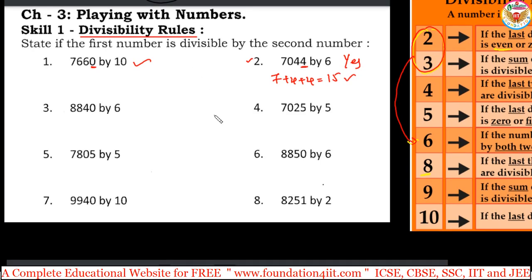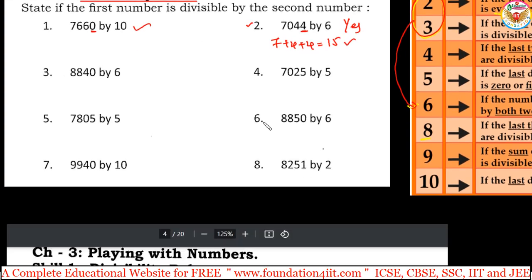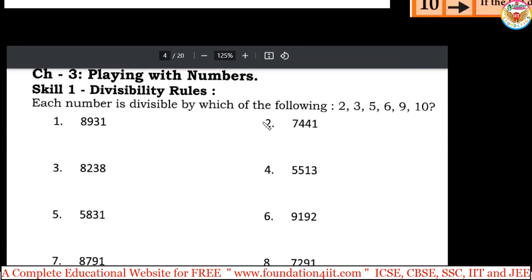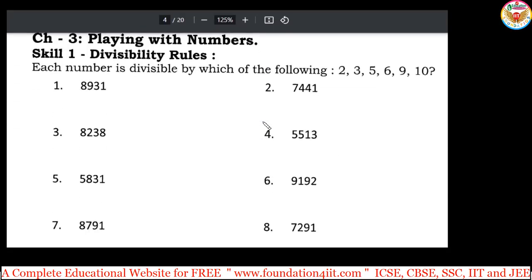There are so many problems I am giving. By observing divisibility rules, you can complete all the pages in that PDF file, right? Again, I am giving multiple questions also. Each number is divisible by which of the following? 2, 3, 5, 6, 9, 10.